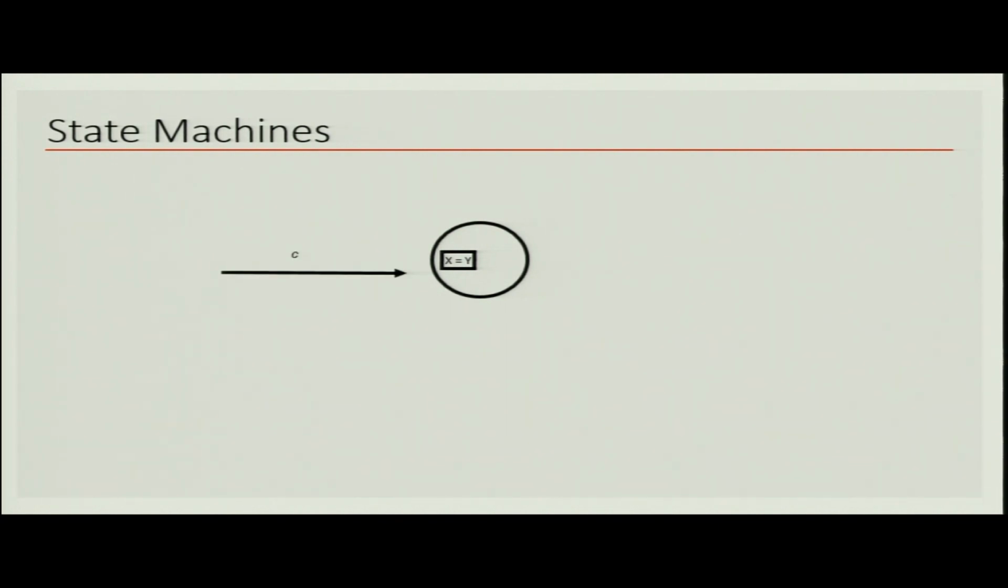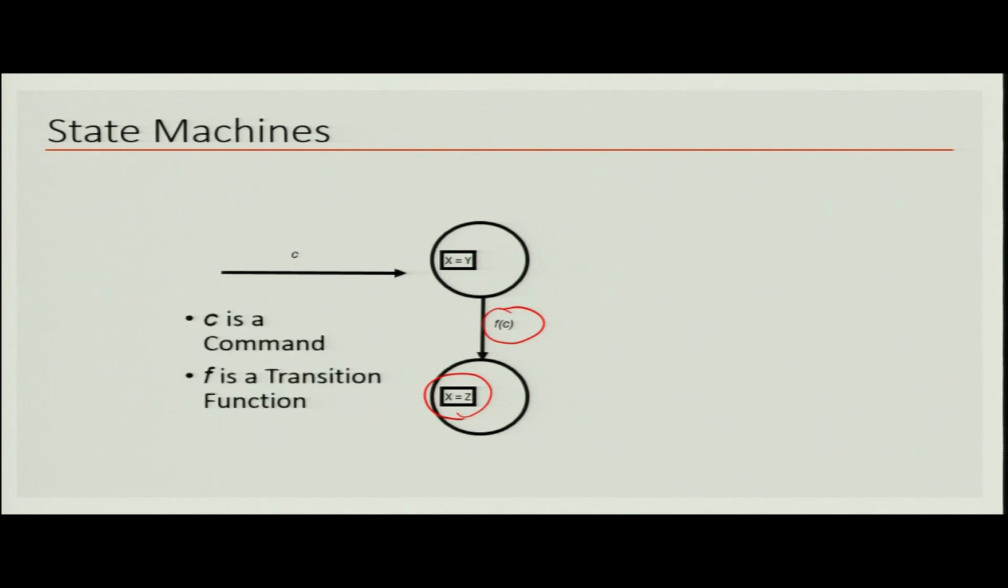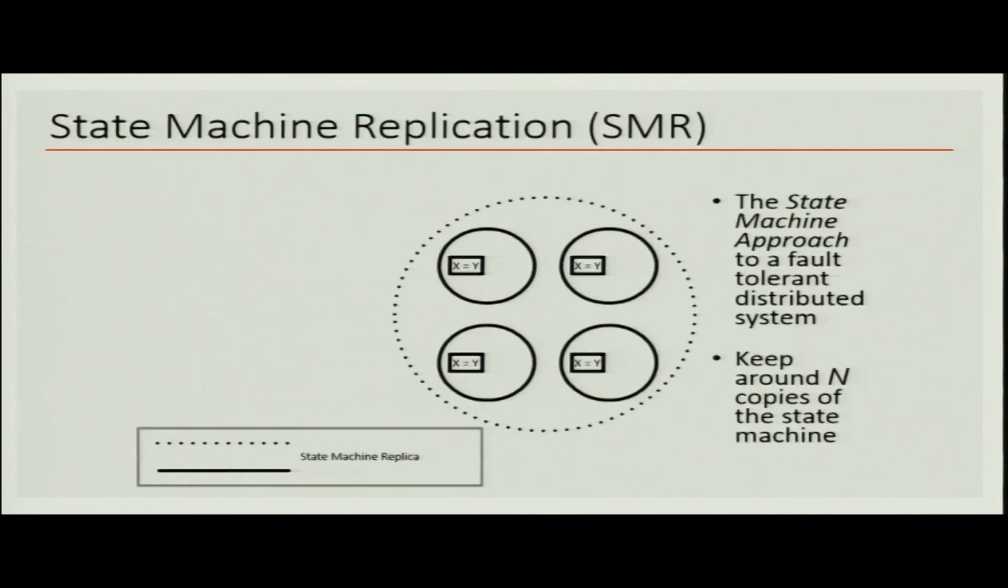So, let us say I have a state machine and I have a client, and the client sends some command, and that command will lead to a state change. For example, if this command is saying set the value of x to a new value z, then a state change will occur, because now the value of x has changed from y to z. So, it is a new state. So, f is a transition function, it does not matter what you call it.